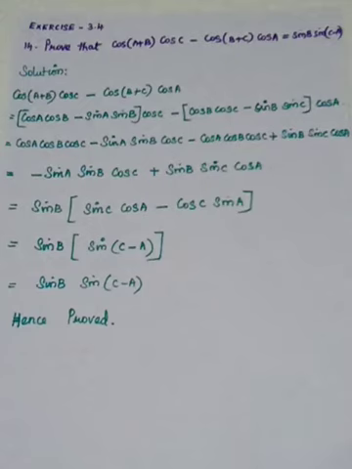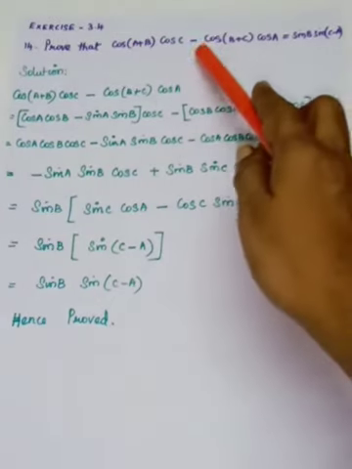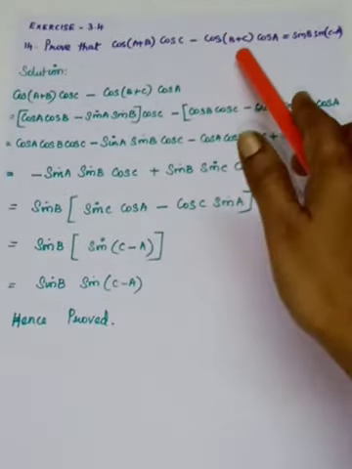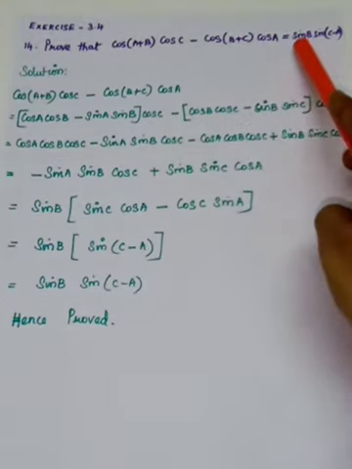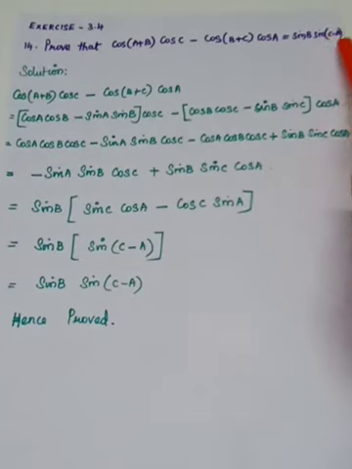Good morning, students. Exercise 3.4, 14th problem. Prove that cos(A+B) cos C − cos(B+C) cos A is equal to sin B sin(C−A). Okay, so I'll take the left hand side.